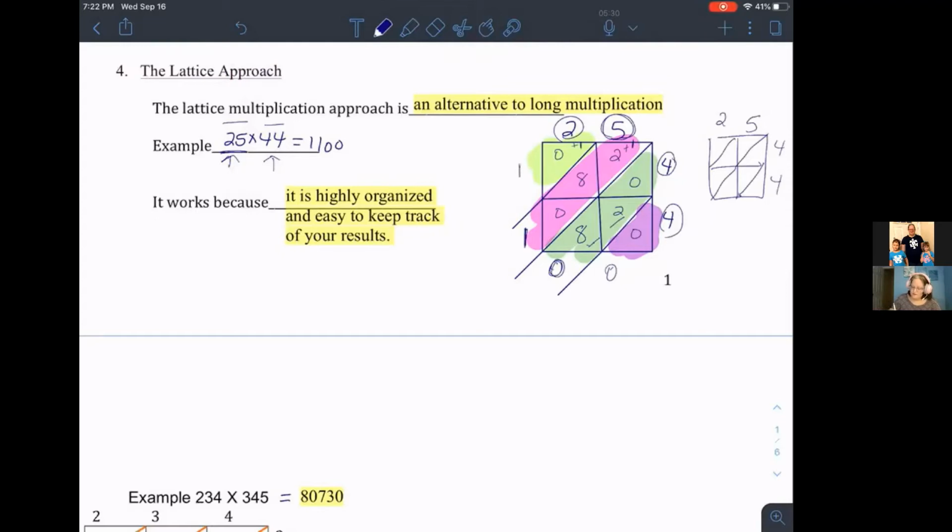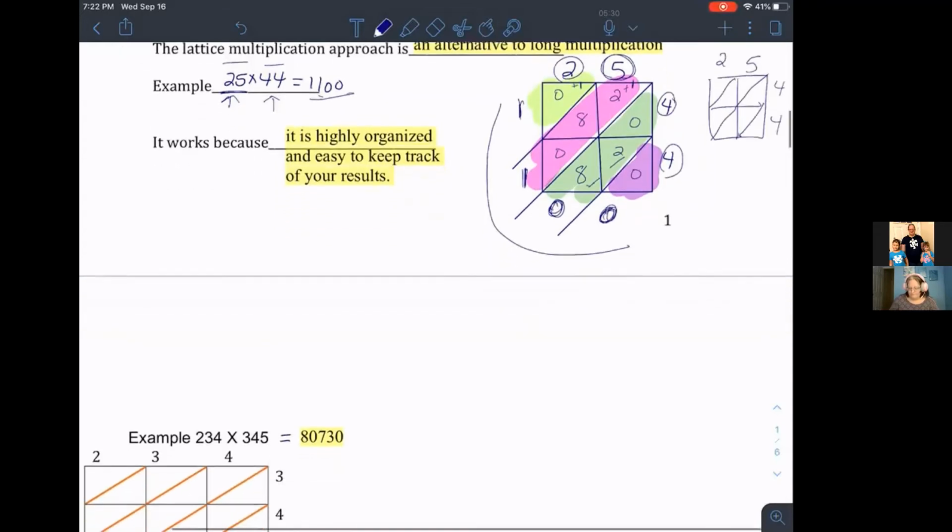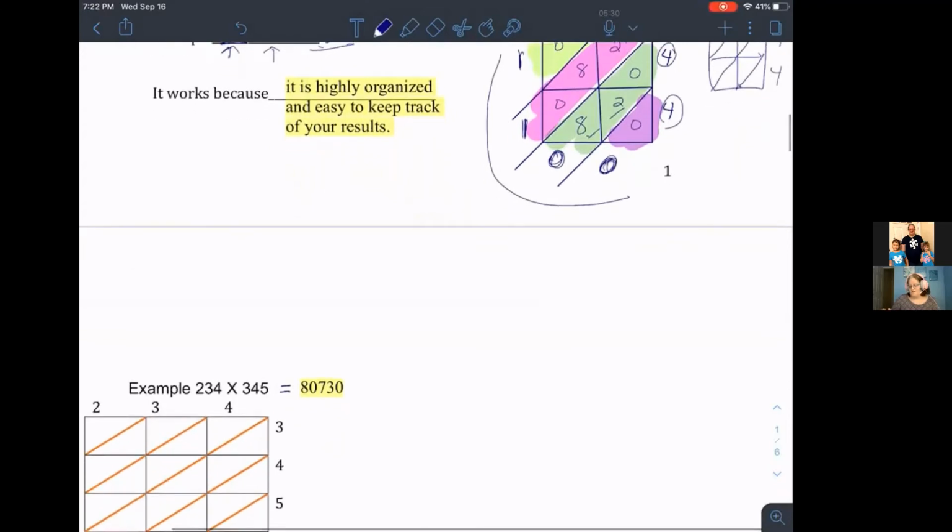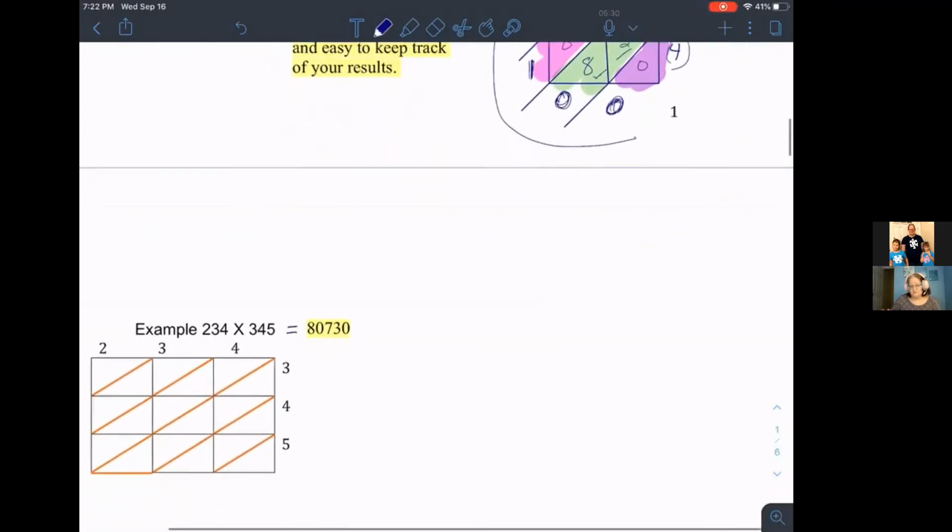So our answer would start from over here and work our way around. So our answer is 1100. So you have 1, 1, 1, 1, 0, 0. So 25 times 44 is 1100. And it works because it's highly organized and it's easy to keep track of your results.